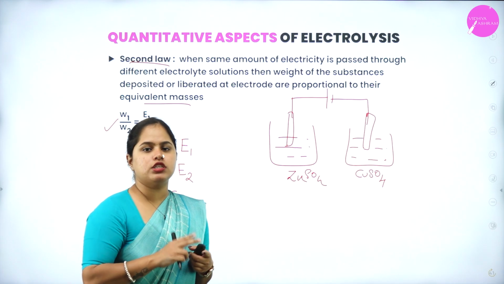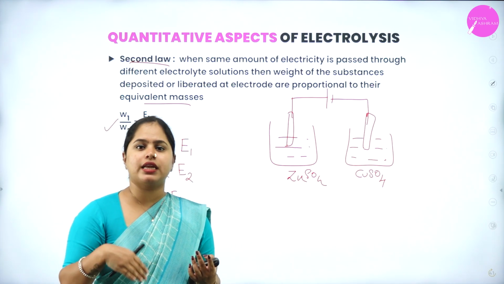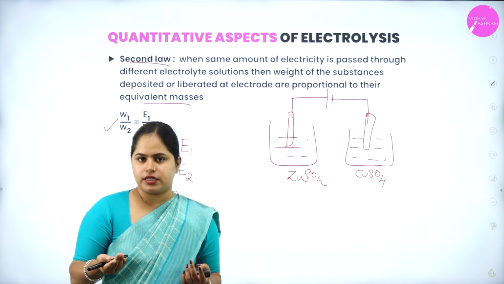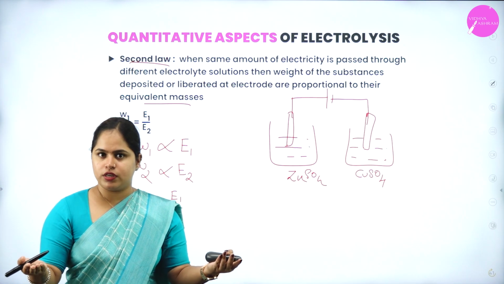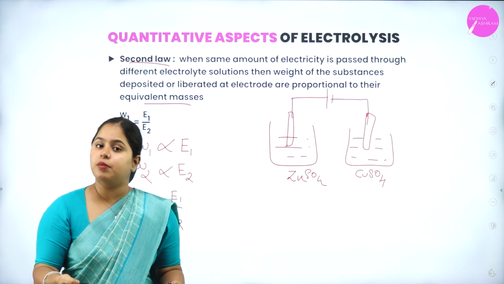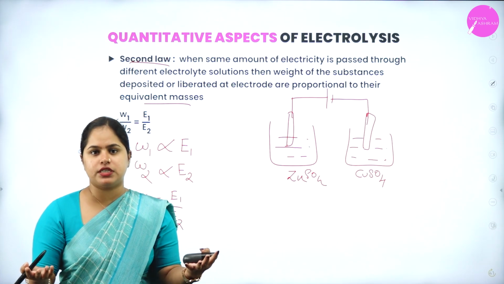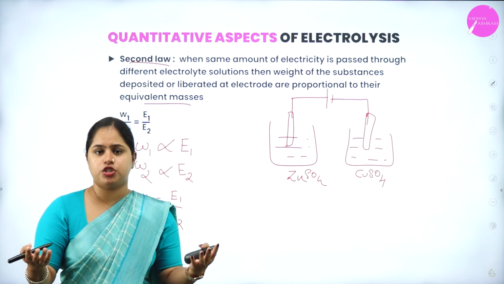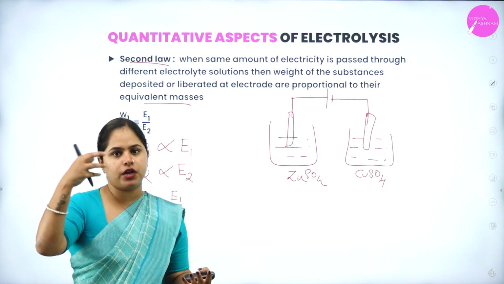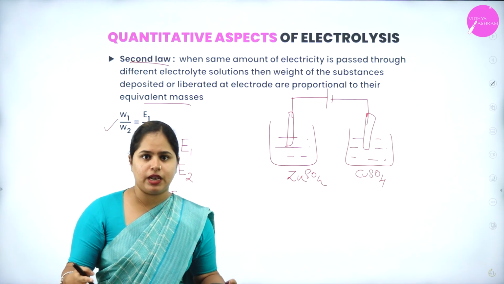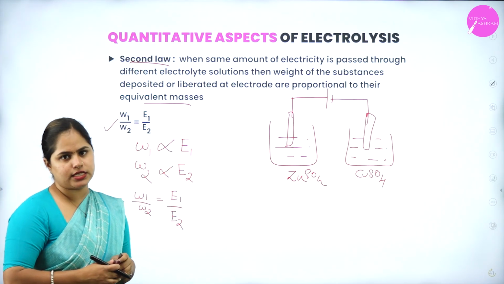So, these are the 2 laws. Faraday's first law states that how much mass is going to get deposited is directly proportional to the quantity of electricity that we are passing. The second law states that I have 2 different electrolytic solutions, but I am passing the same electricity. Then, how much mass is going to get deposited in each of these electrolytic solutions will be directly proportional to their equivalent masses. It doesn't depend upon electricity because we are passing the same electricity, right? So, then it will depend upon the equivalent masses. So, this is Faraday's second law, right?